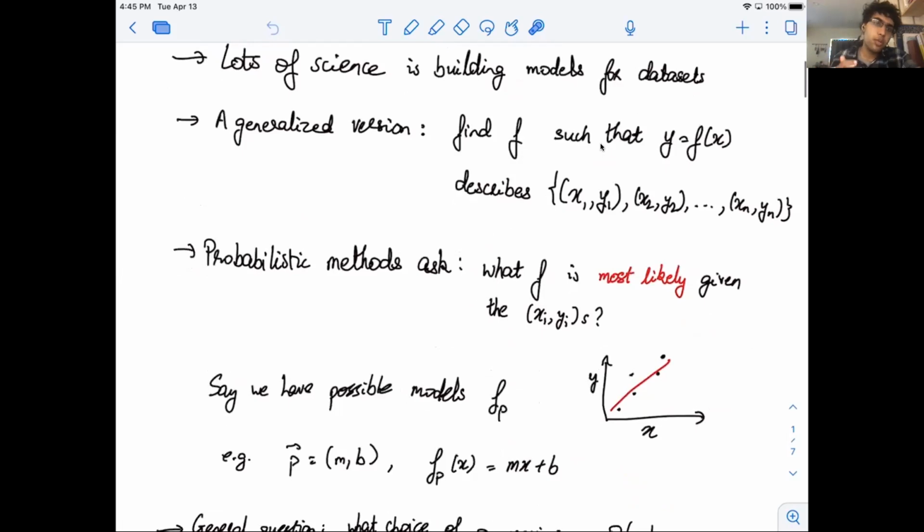Probabilistic programming is one particular, pretty common approach to it, which is to say, set this up as a question of probability over a bunch of different models. Given a certain set of concrete data you've got, x1, y1, x2, y2, and so on, what is the f that is the most likely to describe this data?